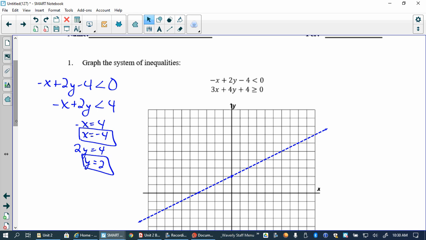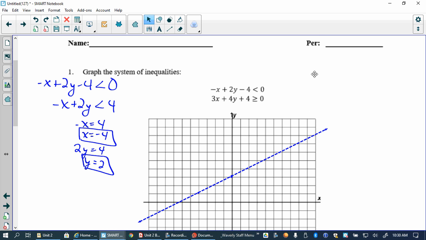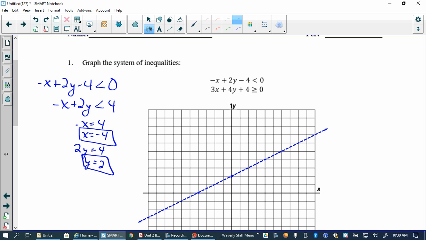3x plus 4y plus 4 greater than or equal to 0. Let's put this one in y equals mx plus b form. Solve it for y. What do you want to do first? Subtract 4 from both sides, okay. So we get 3x plus 4y greater than or equal to -4.